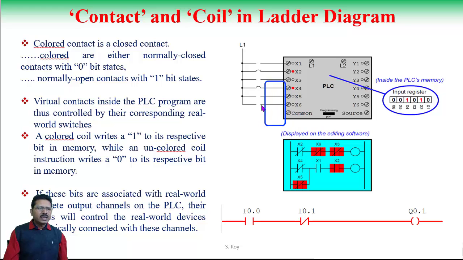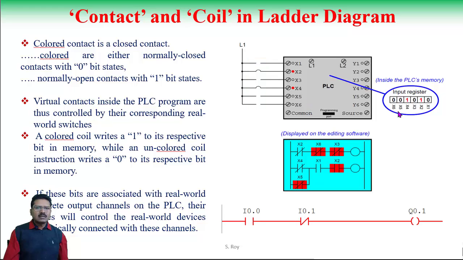So according to the physical status, means according to the status of the physical devices, whether it is logic 0 or logic 1, in the ladder diagram contacts will be logic 0 or logic 1. Whether a particular contact will behave as a close contact or open contact will fully depend on the states or status of physical devices, means whether the physical device is producing 0 or 1.